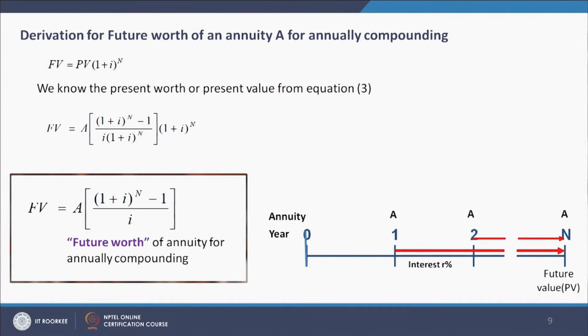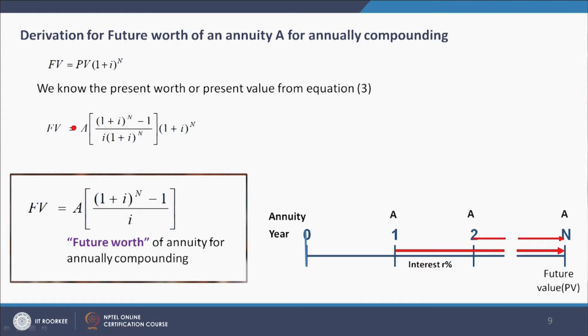Now, derivation of the future worth of an annuity A for annual compounding. I have not gone for a detailed derivation because this derivation is a small one. If I use future value is equal to present value into (1 plus i) to the power n, and if I know the present value equation, then I can put this in and find out the future value. So, the present value is A into ((1 plus i) to the power n minus 1) divided by i into (1 plus i) to the power n.